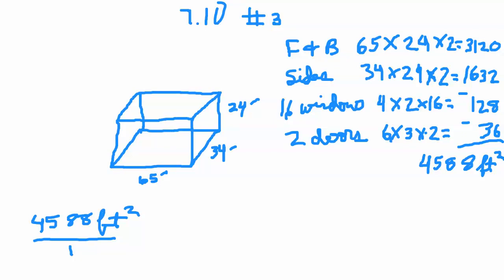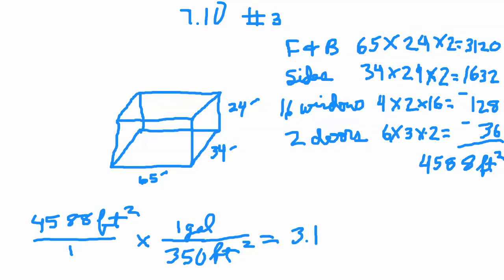Now we need to figure out how much paint we have to buy. It tells us that 1 gallon is 350 square feet. So basically we have to divide 4588 by 350, which is 13.1.